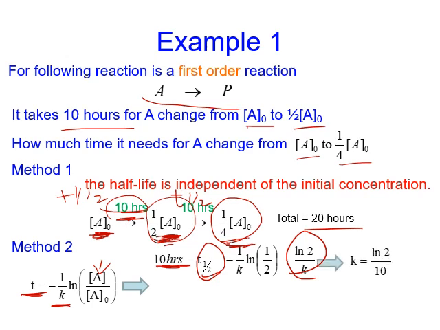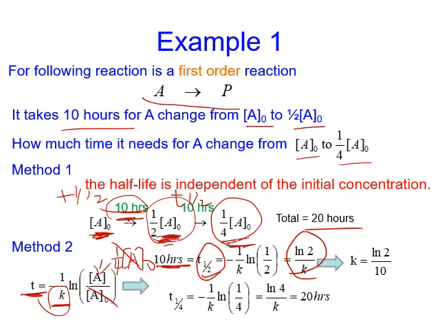In the future, whenever you know the half-life for a first order reaction, you can calculate the K constant for the first order reaction. So plug into this equation, and also A becomes 1/4 A0, cancel A0. You can calculate time to be 20 hours, which gives you the same answer.